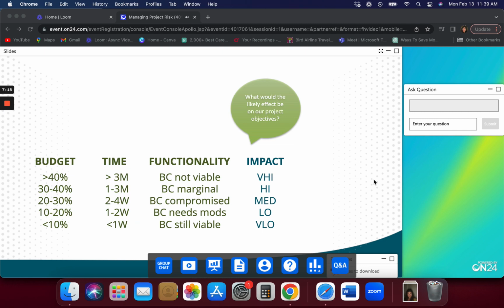Looking at impact is harder. If you look at the left-hand side, budgets, we can put numbers to, and time we can put numbers to. In other words, if we've got a budget, we know what a 10% increase in overrun is. Or if we're talking about opportunities, what a 10% underrun means. And if it's 40% overrun or 40% underrun in the case of an opportunity, we can put a number to that. Likewise, in time, we can put a number to it. We know the difference between 3 months and 2 weeks. What you're going to have to decide, however, is what values to put in here.